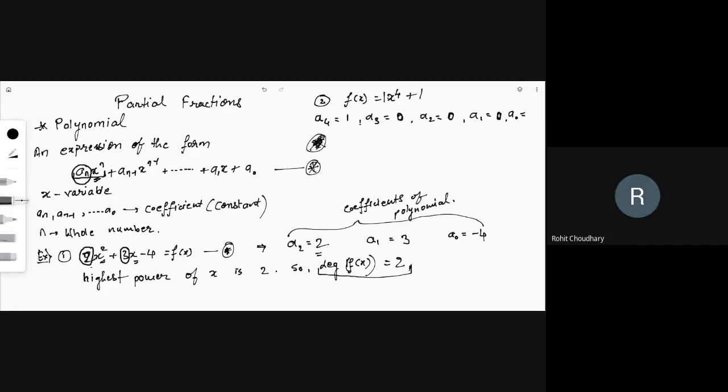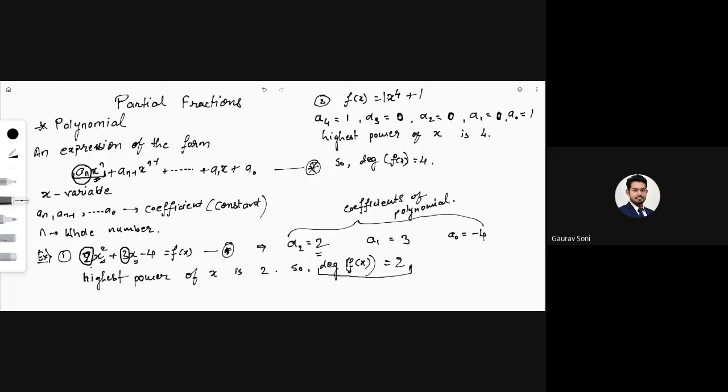Plus 1. Very good. Plus 1, sir. Okay. Now, what is the degree of this polynomial? 4. So, the highest power of x in this equation is 4. So, the degree of f of x is equal to 4.